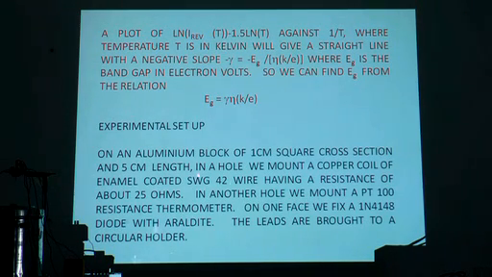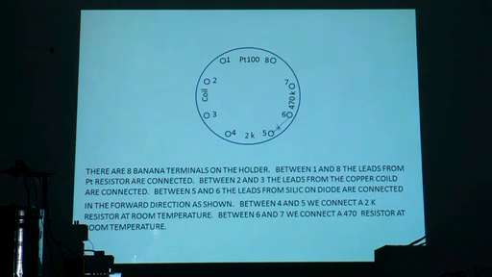The experimental setup has already been shown to you. There is an aluminum block in which there is a hole, and in this hole we have a copper coil, enamel coated, of 42 gauge wire. This has a resistance of about 25 ohms. In another hole we mount a platinum 100 resistance thermometer. On one face we fix the diode with araldite. The leads are brought to the terminal block.